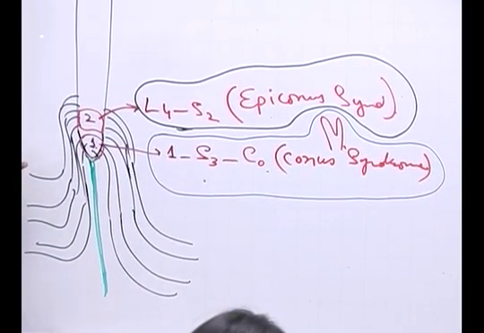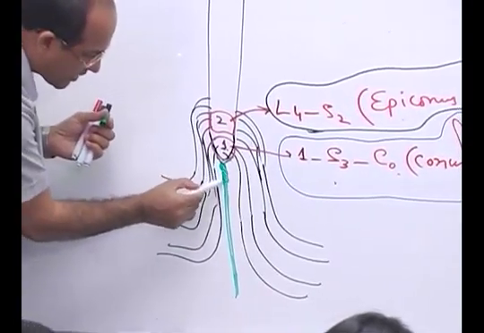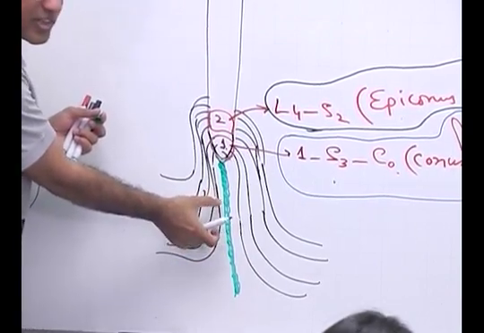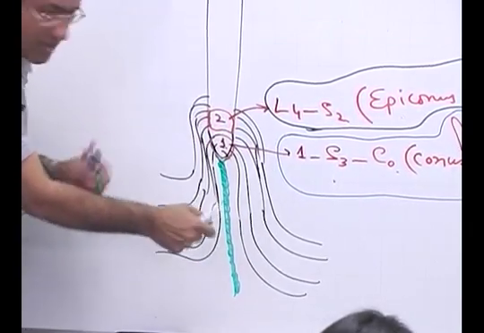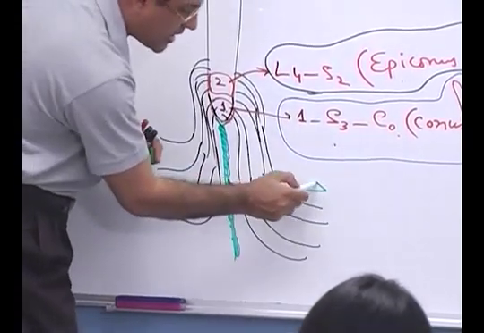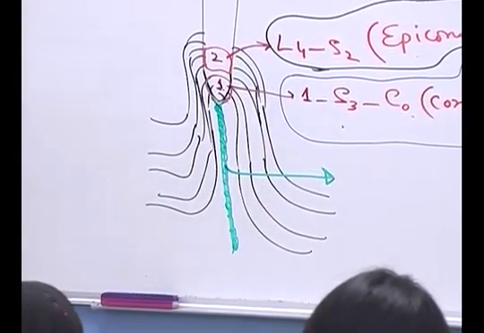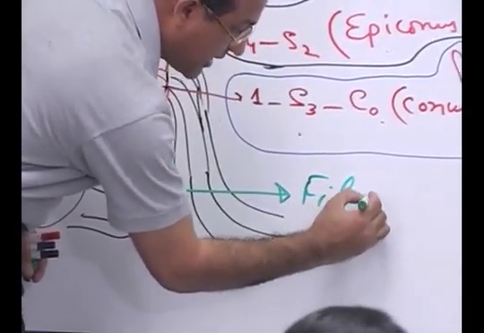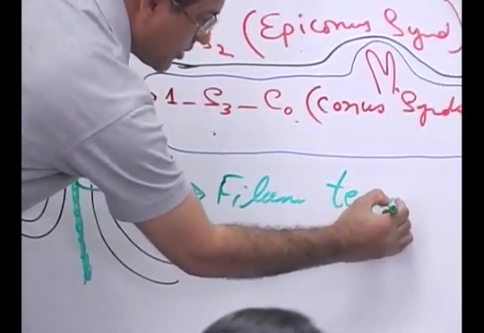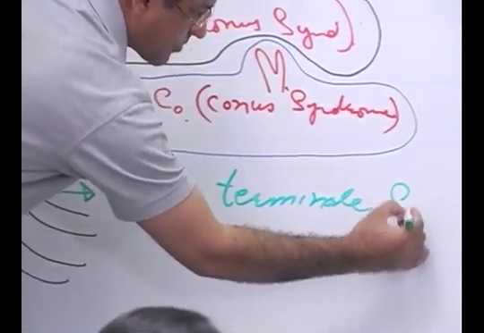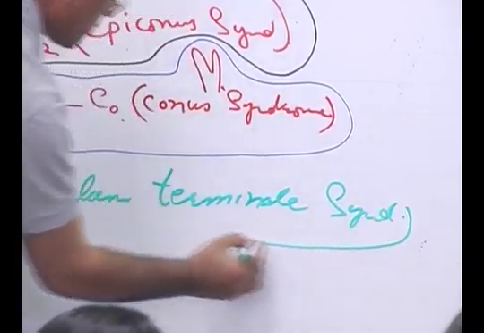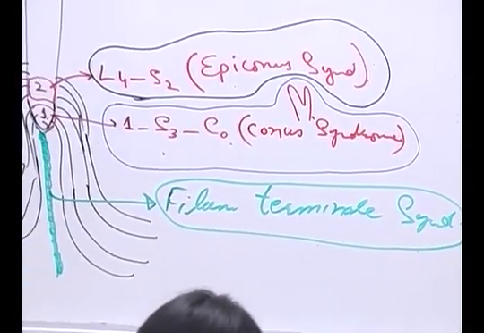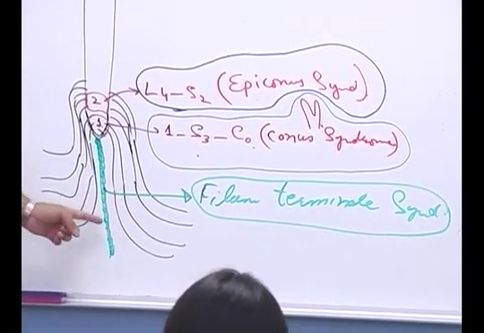Then lowermost here, what is this? Phylum terminale. If the terminale becomes thickened and retracted and unduly pulls the lower part of the spinal cord, this is called phylum terminale syndrome. I will explain all of them clinically as well. In this case, the spinal cord is tethered in some patients. Now these are 3 median syndromes.